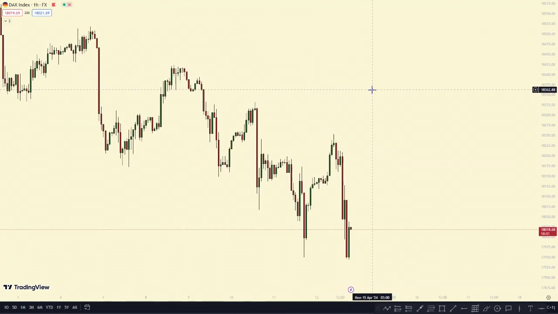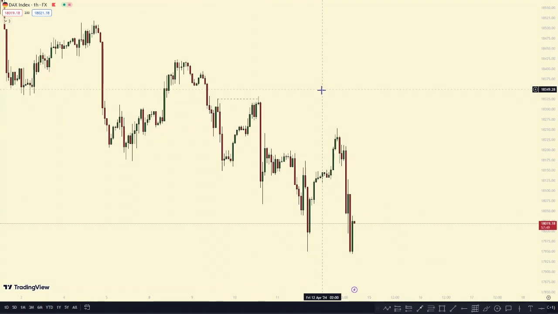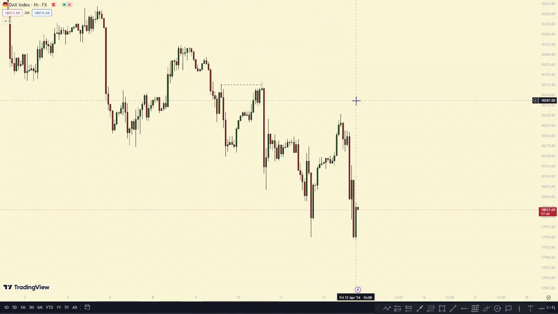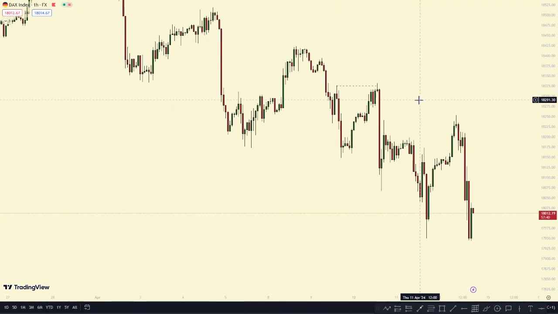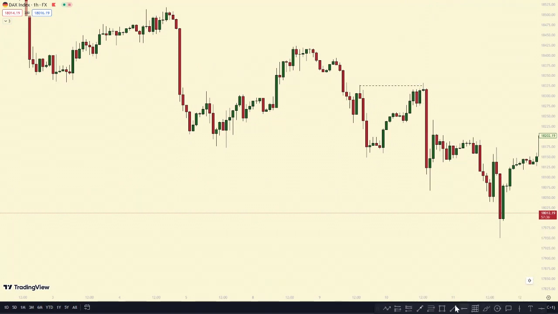So what did I see here on German 30? I identified here as my sweep of liquidity. The foundation of my trading is based on my ability to identify my trading range. Where am I trading at? That's what I'm just looking for. So my trading range at this time was from this high to this low here.